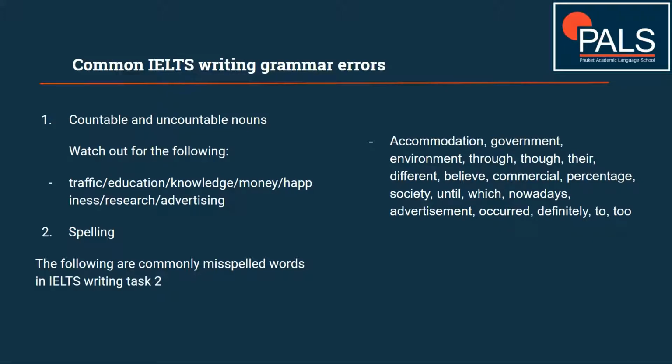Number one, countable and uncountable nouns. Students make mistakes with these all the time. It's very, very difficult to remember which nouns are countable and which are uncountable. The most common errors I see in IELTS writing task 2 are with the following nouns: traffic, education, knowledge, money, happiness, research, and advertising. Okay, these nouns are all uncountable.